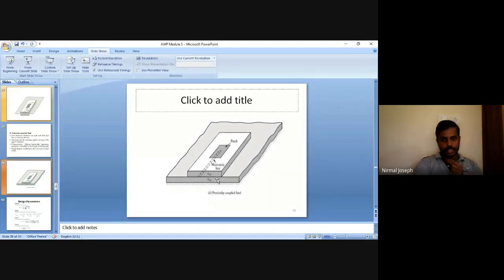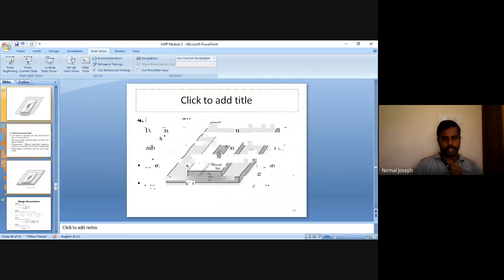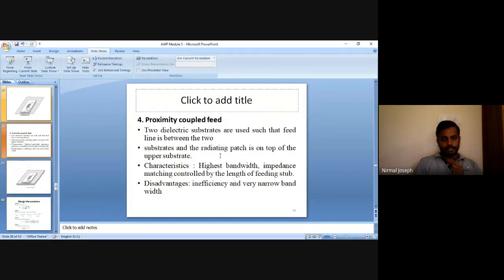See, here there is no ground plane in between. One lower substrate is there, one upper substrate is there. Both have the same thickness. The feed line is in between these two, between epsilon r1 and epsilon r2. So here no slot is there. This microstrip line is directly connected to the patch. The microstrip line lies in between these two layers. So the characteristics are: it has the highest bandwidth.